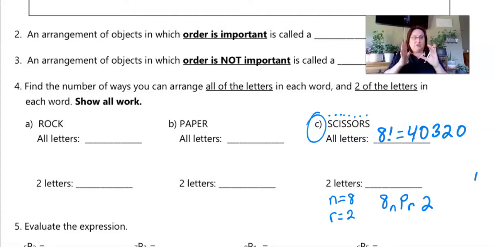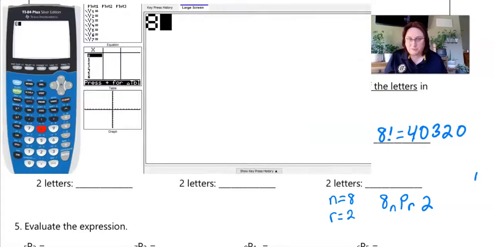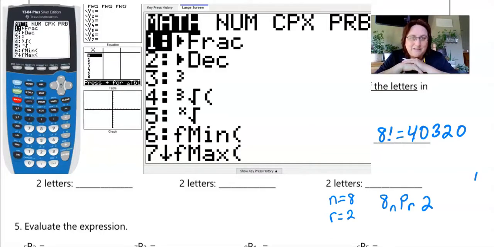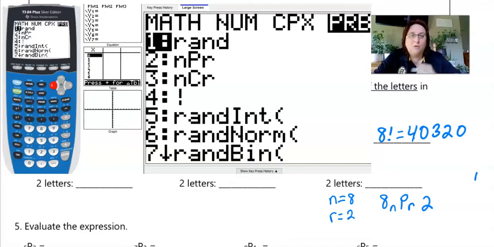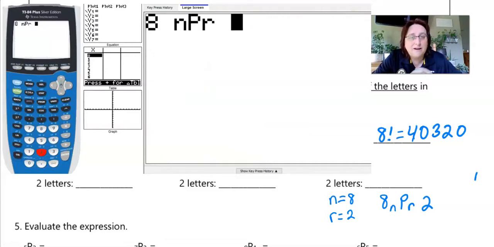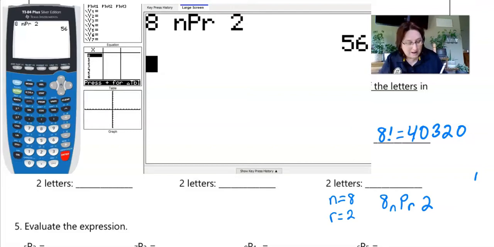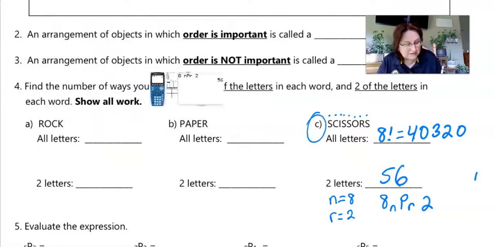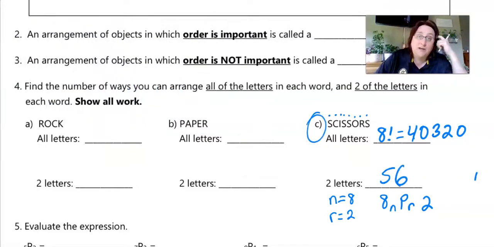All right, so double check. In your calculators, you type in 8, you hit math, go over to probability, and guys, if you look, the second one down on my calculator is nPr. I select that, and then I type in 2, and I hit enter. And, hey guys, there are 56 different ways that we can arrange 2 of those 8 letters. Again, I would not want to write all those possibilities down. Let's let the calculator do the work for us.